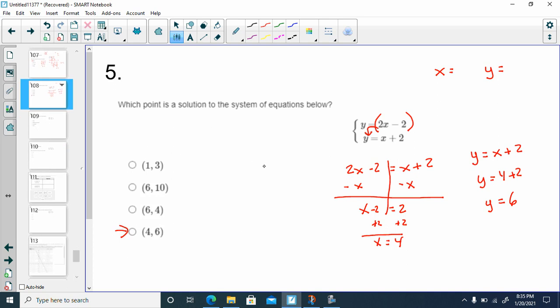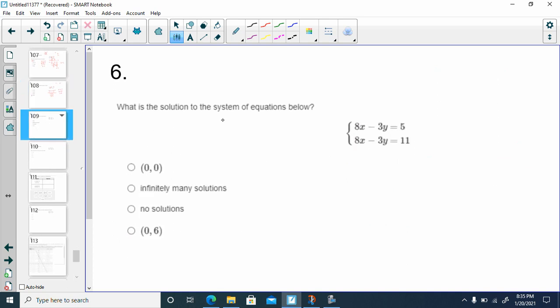Let's go to number 6. What's the solution to the system of equations below? Well, these are not plotted. It'd be tough to plot them because they don't both say y is equal to. Can I use substitution? Does either one say x is equal to or y is equal to? No. But I do have the x's lined up and the y's lined up and the numbers lined up.